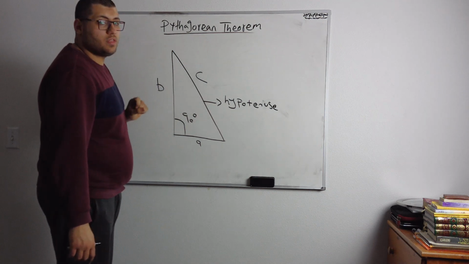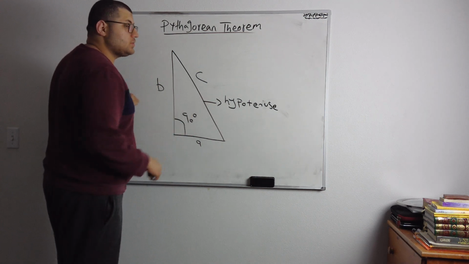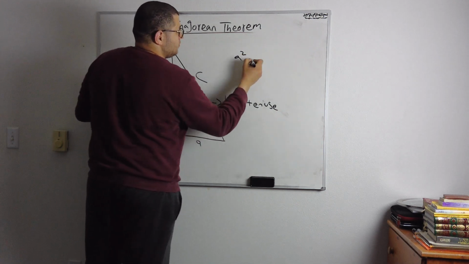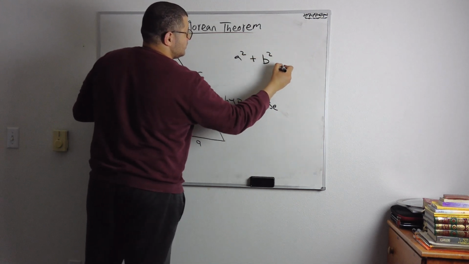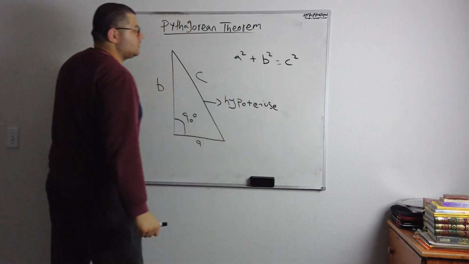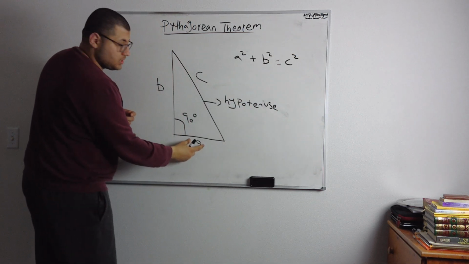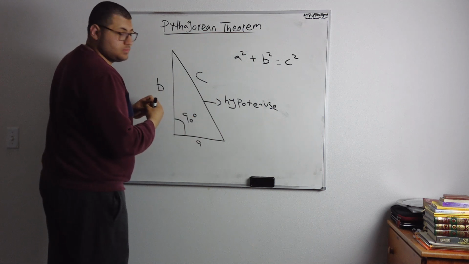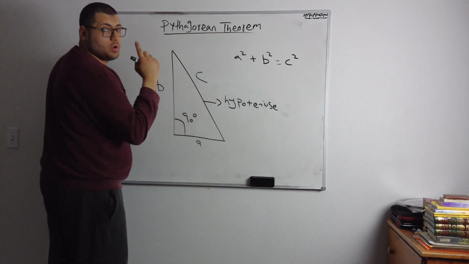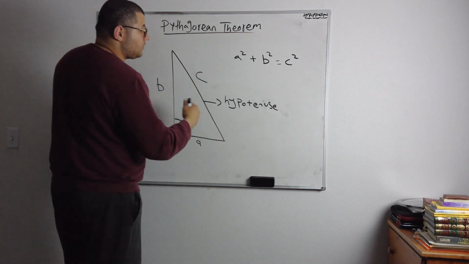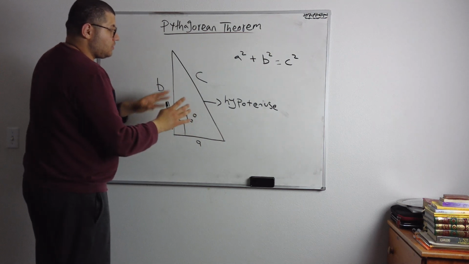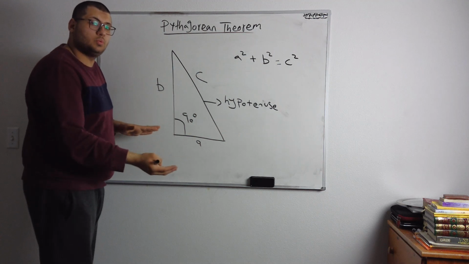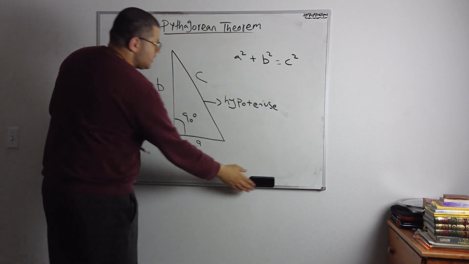Now, the Pythagorean theorem, let's take a look at that. The Pythagorean theorem tells us that a squared plus b squared is equal to c squared. So that side squared plus that side squared, if you add them together, that would give you that side squared. Now that we know how the Pythagorean theorem works and how it looks on a right triangle, let's try to apply it.